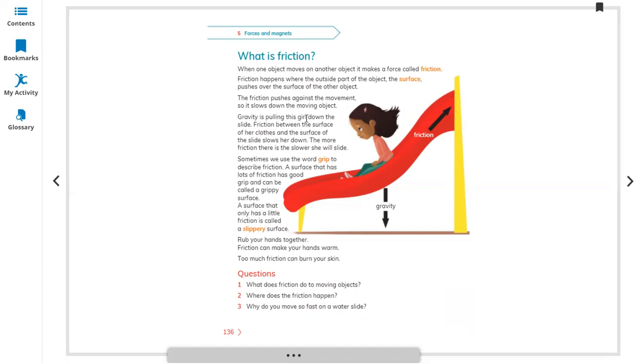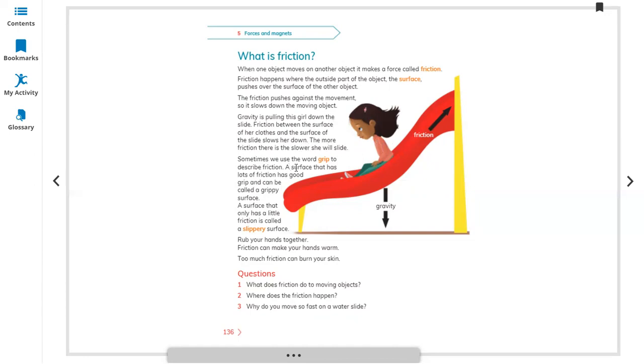Gravity is pulling this girl down the slide. Obviously, when she's sitting there and pushes her body a little bit forward, after this it goes by itself because of gravity. Friction between the surface of her clothes and the surface of the slide slows her down. The more friction there is, the slower she will slide. If there is more friction between her clothes, her body, and the slide surface, she can move downward slowly. But if there is less friction, she can move faster and faster.